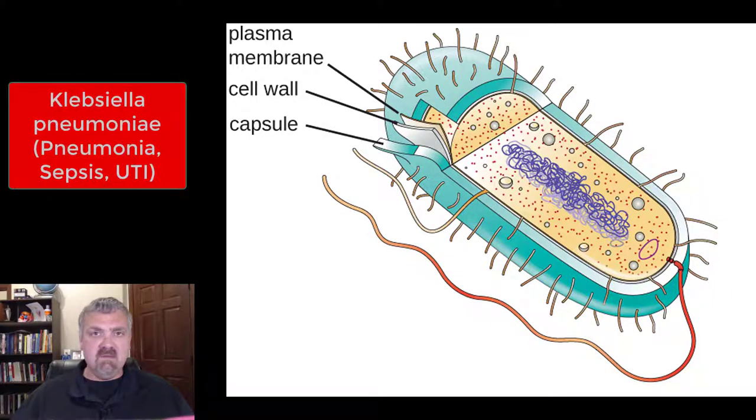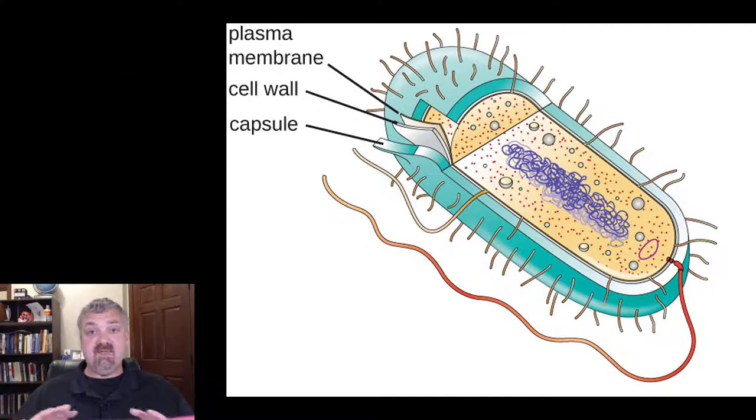Same thing with Klebsiella pneumoniae, another very potent pathogen, if it has a capsule. But if it doesn't have one, it's not. So the capsule, just think of this coating on the surface of an organism that makes it virulent or more virulent, which means more dangerous, more pathogenic, because it helps these organisms evade phagocytosis.